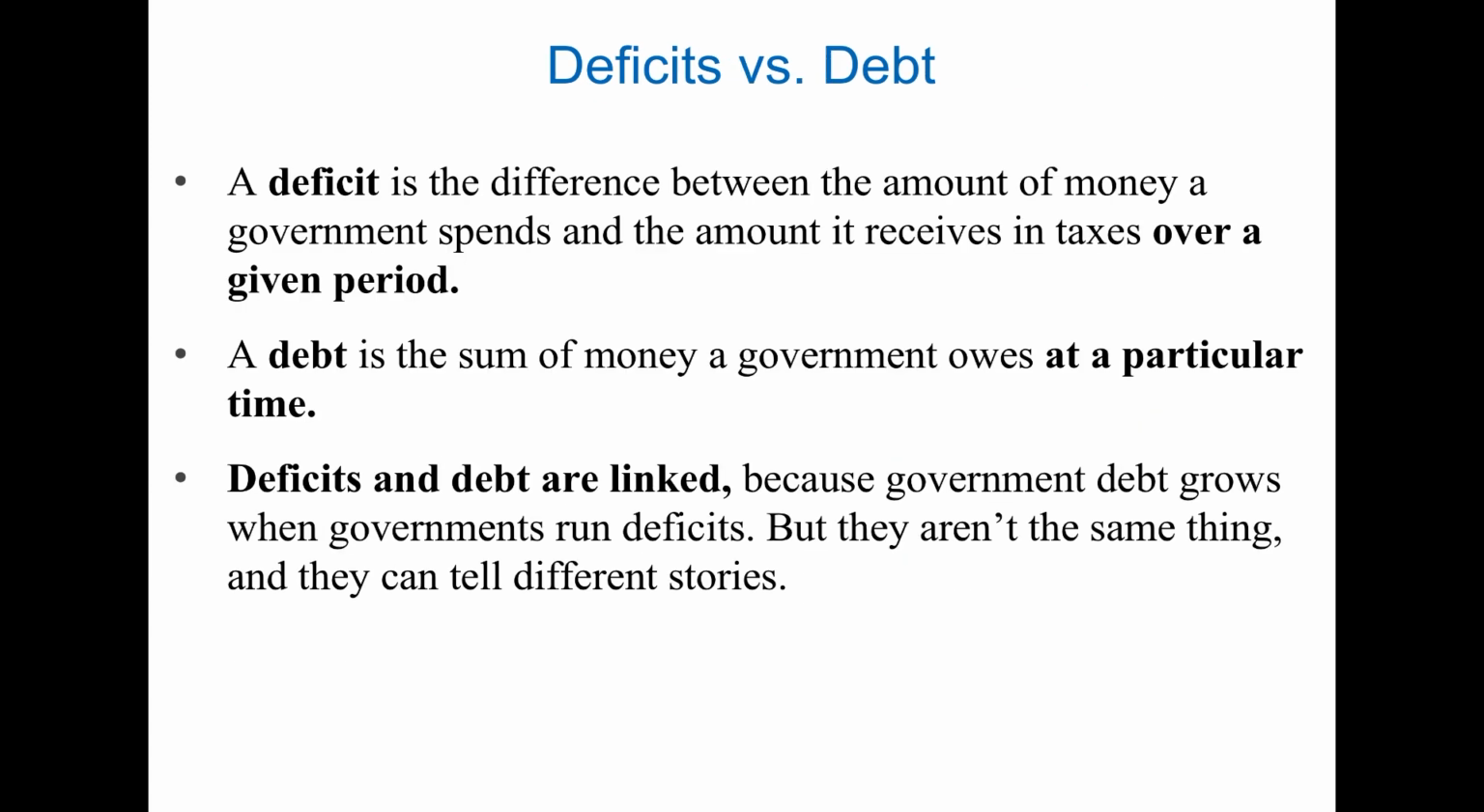So, deficit versus debt. Deficit is the difference between the amount of money a government spends and the amount it receives in taxes over a given period. Like in a year, how much tax they are collecting and how much money they are spending. The difference of this is either a deficit or a surplus. But when we say debt, debt is an accumulated loan. A debt is the sum of money a government owes at a particular time, and deficit and debt are linked, but they are not the same thing.